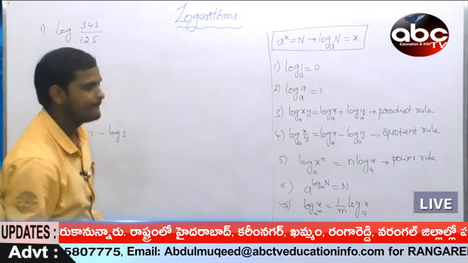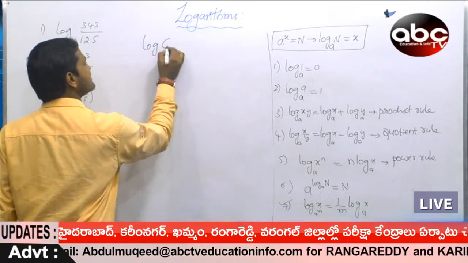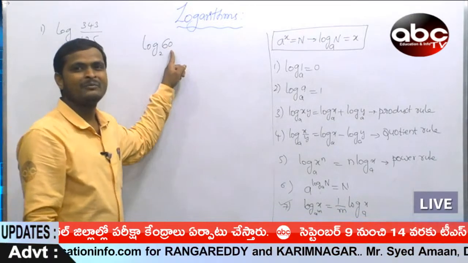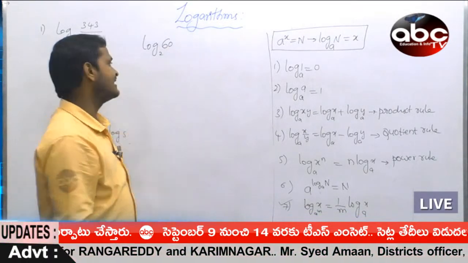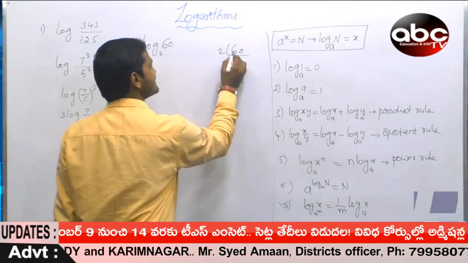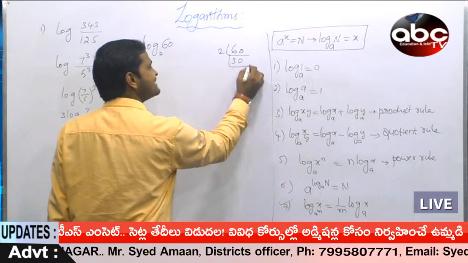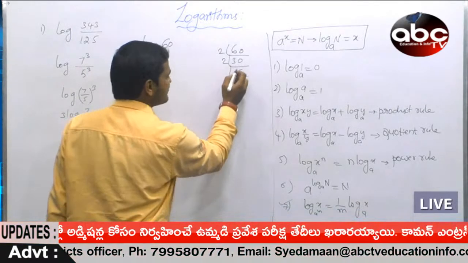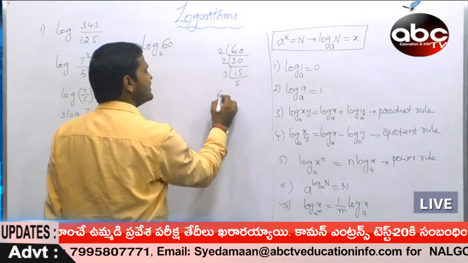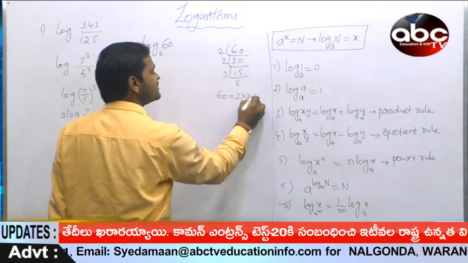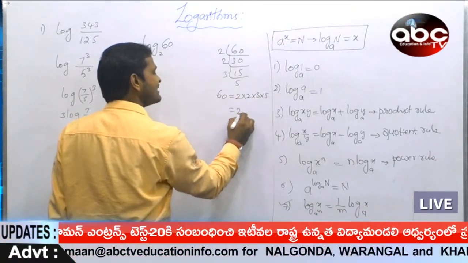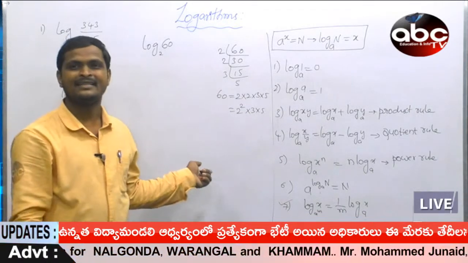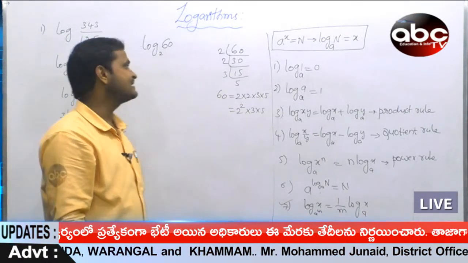Log 60, just expand it, log 60 base 2, right? Then already you know the prime factorization of 60. Okay? 2 into 30 is 60, 2 into 15 is 30. Then 3 into 5, means you can write 60 is equal to 2 into 2 into 3 into 5. Means you can write 2 square into 3 into 5. Right? 60 is composite, then we can express in terms of primes, right?